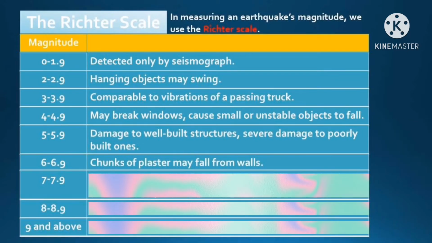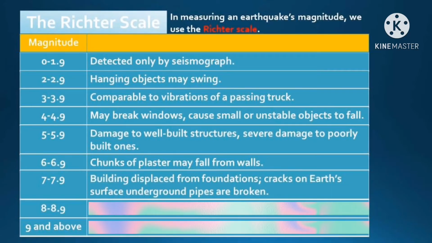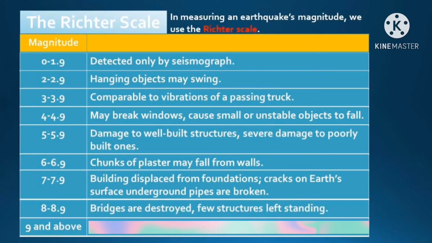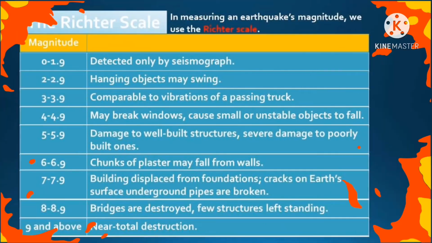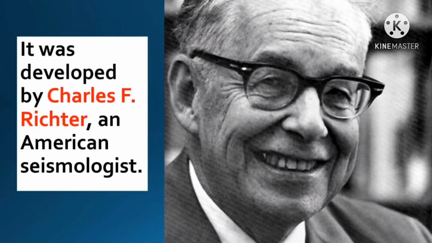6 to 6.9, chunks of plaster may fall from walls. 7 to 7.9, buildings displaced from foundations, cracks on Earth's surface, underground pipes are broken. 8 to 8.9, bridges are destroyed, few structures left standing. 9 and above, near total destruction. It was developed by Charles F. Richter, an American seismologist.